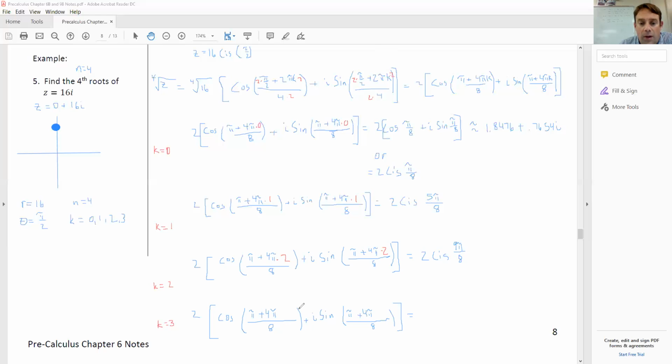We're multiplying this one by 3. This is where DeMoivre's theorem is really kind of cool. It's this whole idea of being able to figure out the distinct roots. So 4 times 3 is 12, plus 1 is 13, so 2 cis 13 pi over 8.